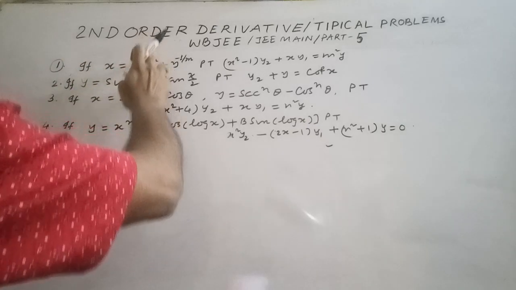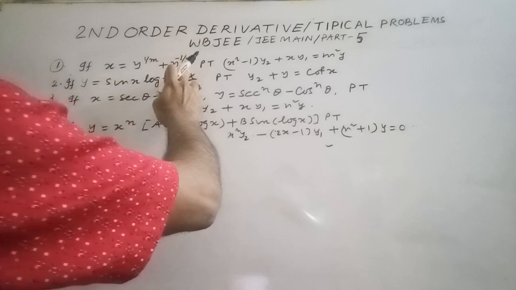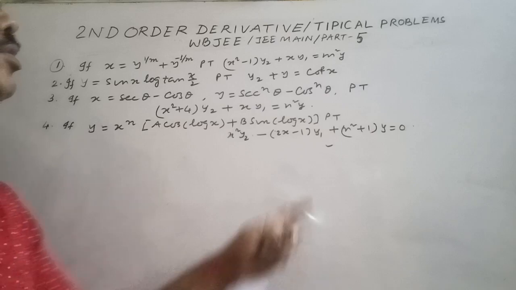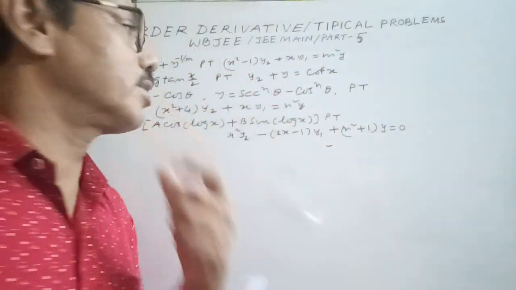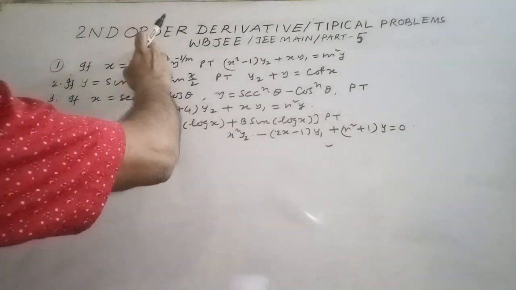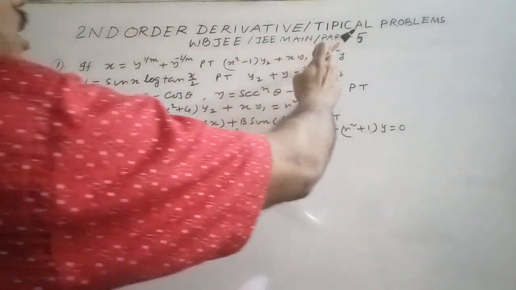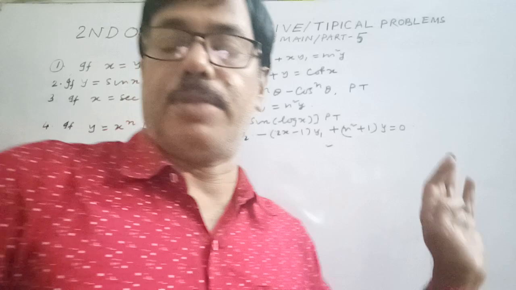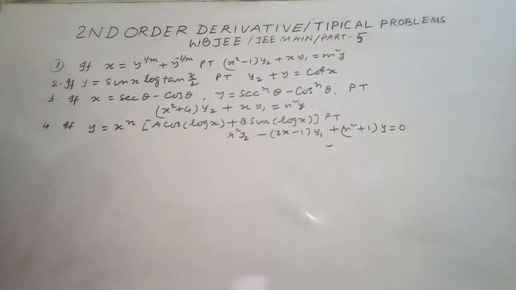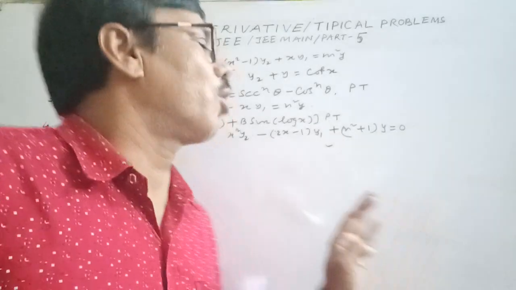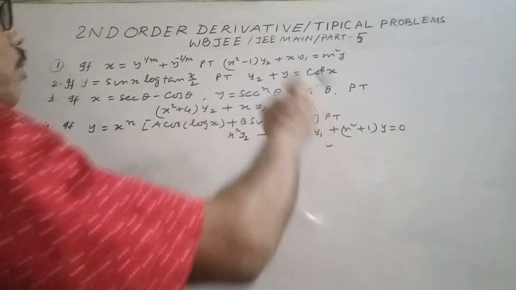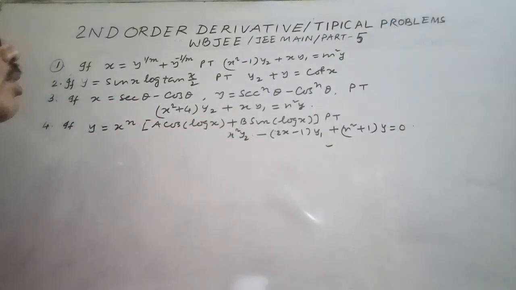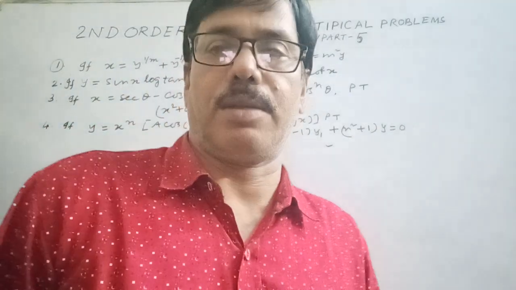x equals y to the power 1 by m plus y to the power minus 1 by m. Prove that (x square minus 1) y2 plus x y1 equals m square y. This is a general problem. So if m equals 3, then it is 9y. These are problems of JEE Main and WBJEE. In competitive exams, options are given, for example, (x square minus 1) y2 plus x y1 equals, then options are given.